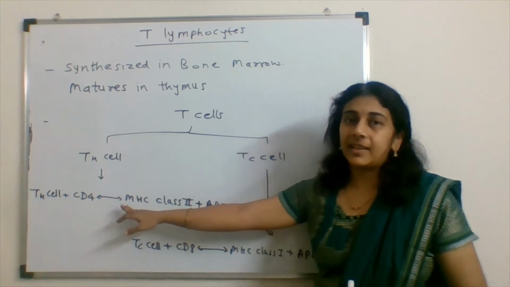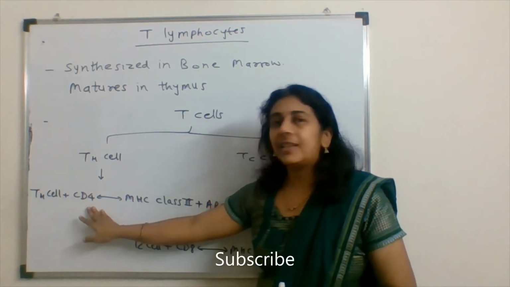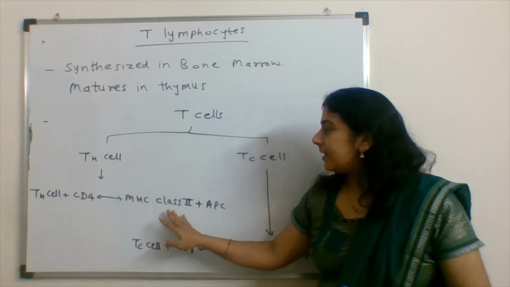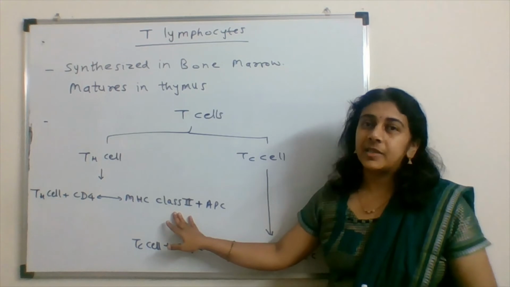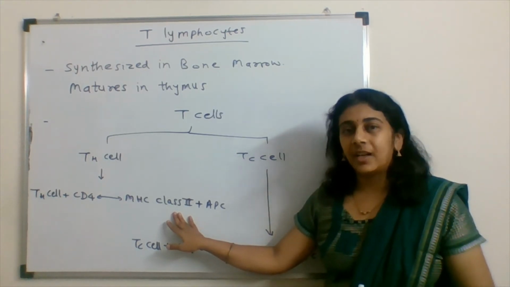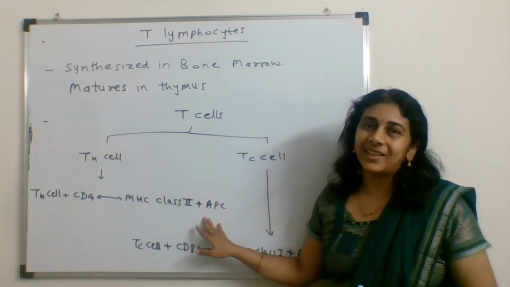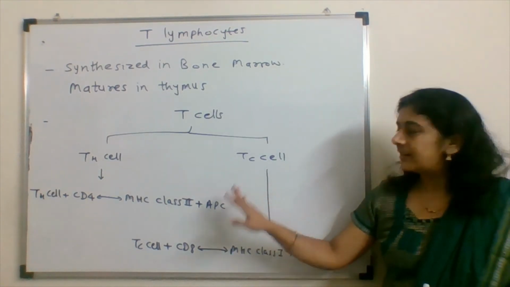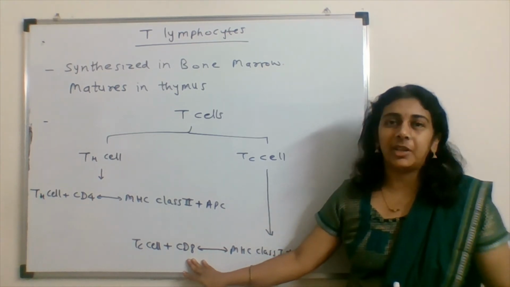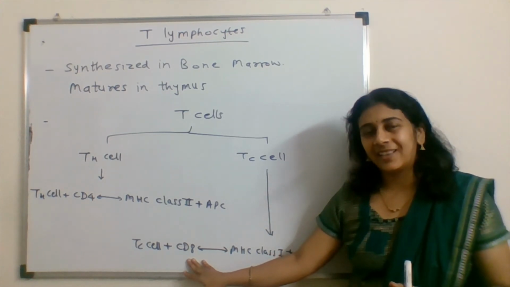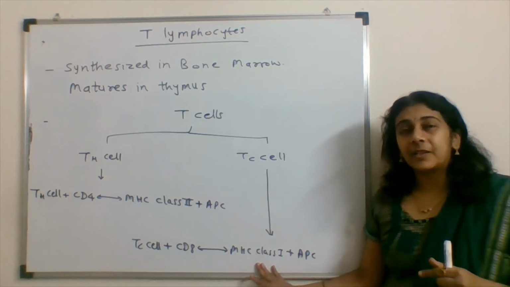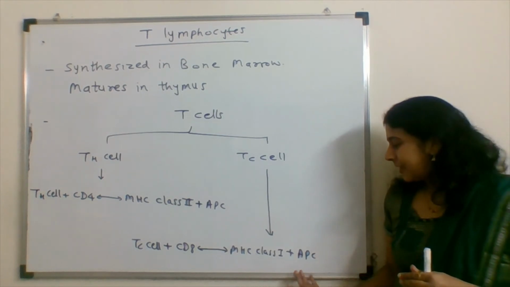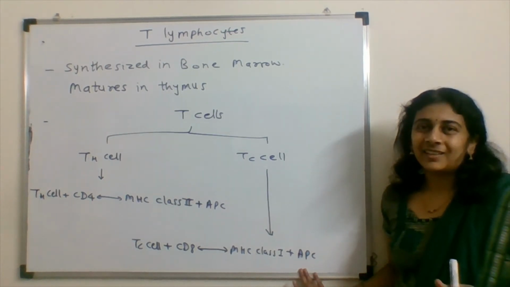If the T cell is of type T helper cell, then it has the CD4 molecule on it along with the TCR, and it will recognize the antigen which is bound to MHC class 2, present on an antigen presenting cell. Secondly, in the case of the T cytotoxic cell, it has the CD8 molecule on it along with the TCR, and it recognizes the antigen which is bound to MHC class 1, which is present on an antigen presenting cell.